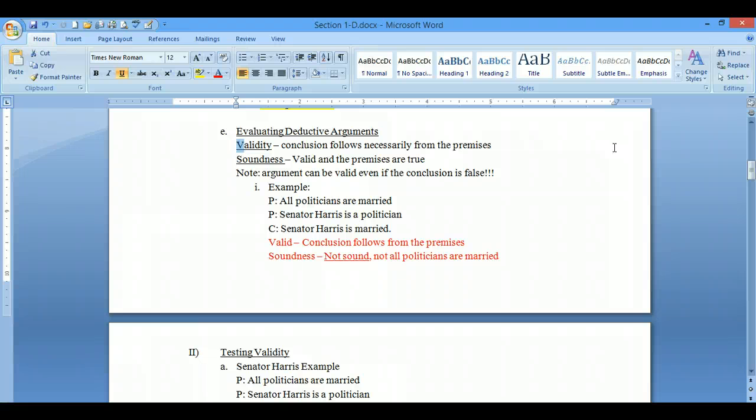So let's talk about the soundness. Are all politicians married? Not necessarily. Therefore, it is not sound. Soundness means that all the premises are true. So here we go. An argument can be valid even if the conclusion is false. So even though it is valid, the soundness is not there.